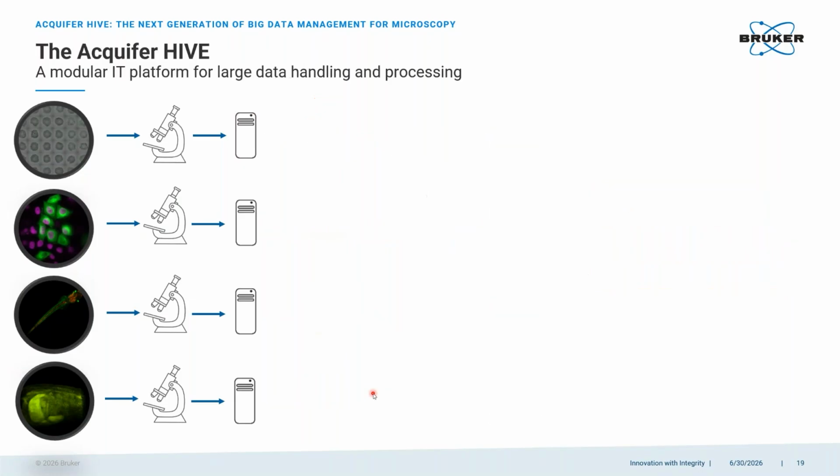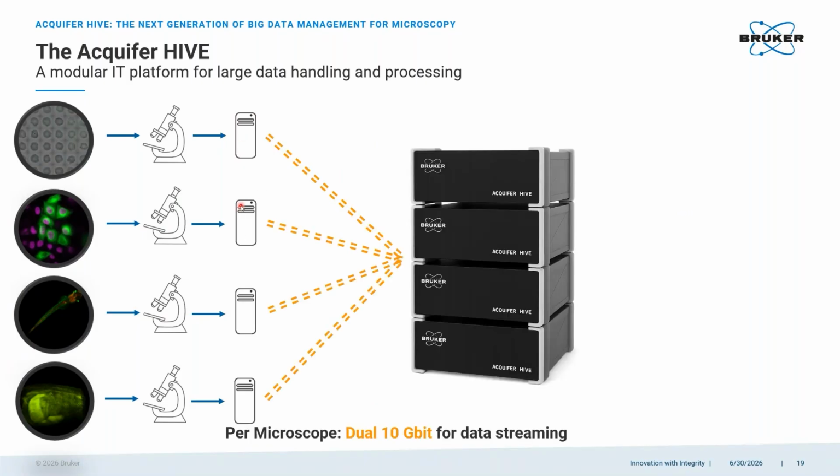And this is what we propose with the Hive. The Hive is a modular IT platform for large-scale data handling and processing, tailored for large-scale microscopy data, so image-based data sets. And it more or less replaces the other solutions I have shown you on the previous slide. You will have your individual imaging systems, but the idea is that these individual imaging systems directly stream the data to the Hive system using a fast 10G network. And the Hive is not just a storage solution, but you can also process your data directly on the Hive, and it provides you a multi-user environment.